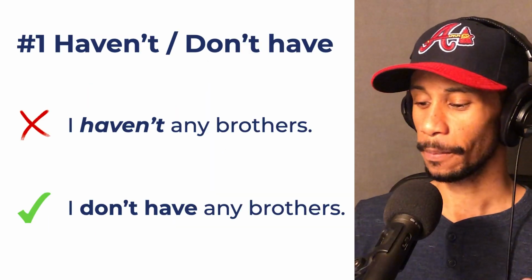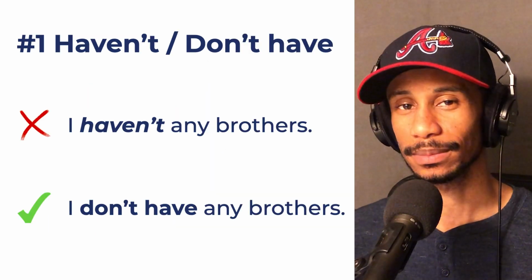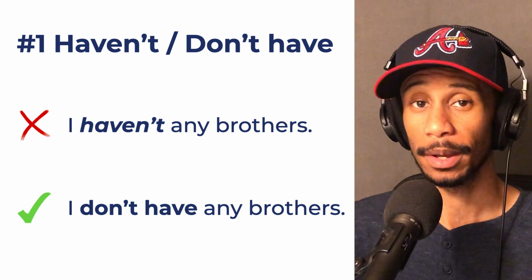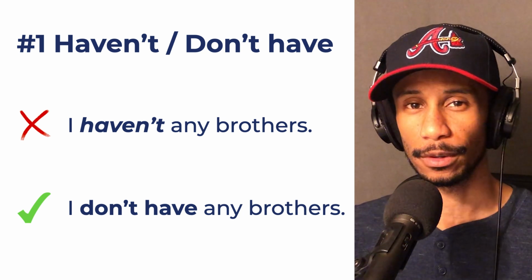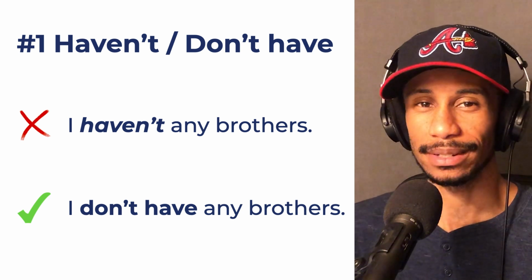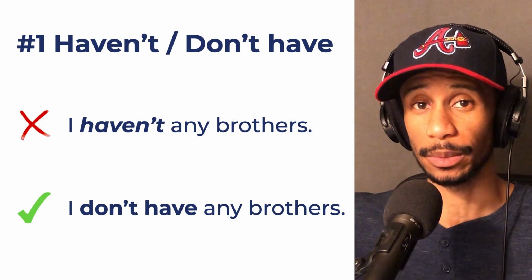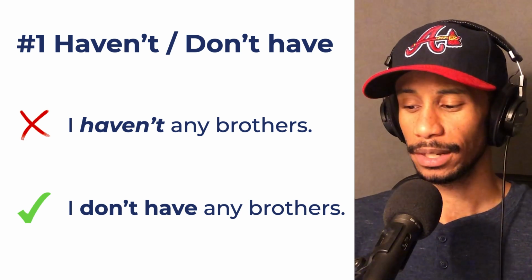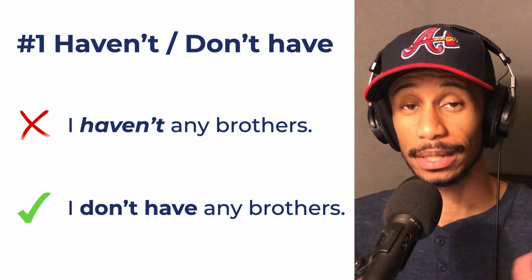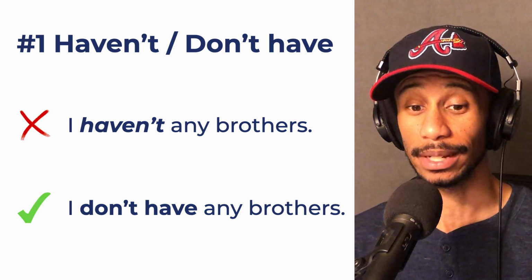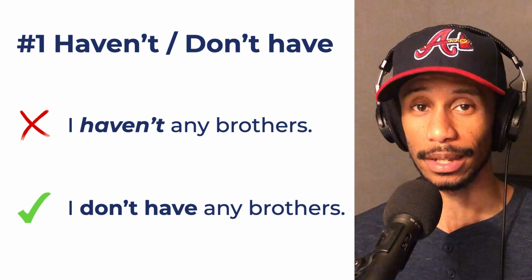I wouldn't say I haven't any brothers. So in this sentence, have is the main verb. We're talking about possession. But in the negative form, it sounds very strange to say I haven't any brothers. Now, maybe in other English-speaking countries, they would speak this way. I've actually heard some British people use haven't in this way. But in the U.S., this sounds really strange. I would say I don't have any brothers.